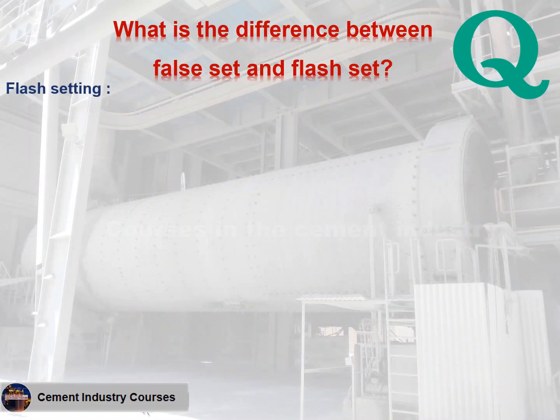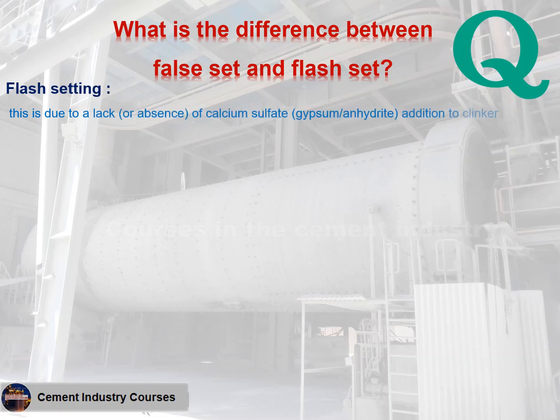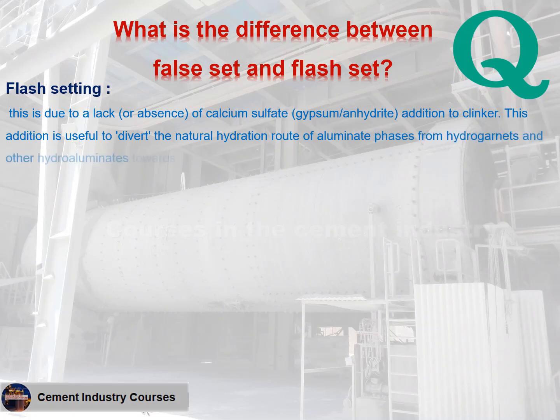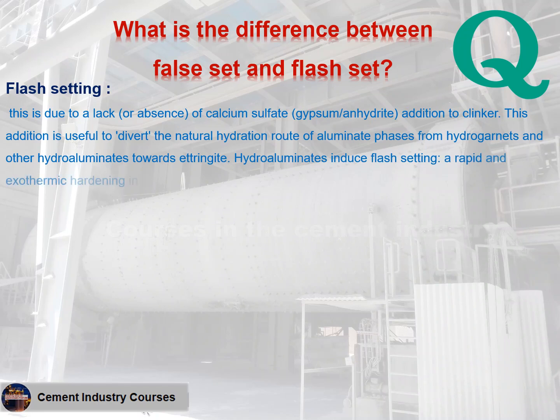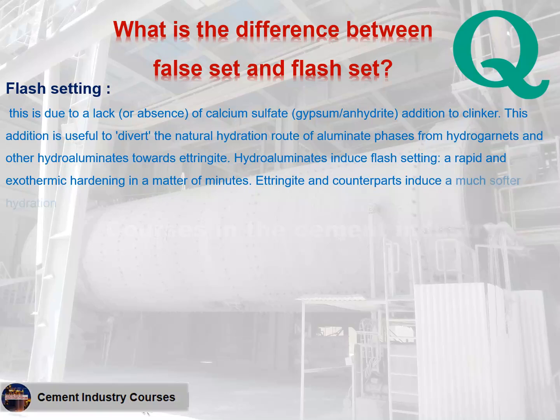Flash setting. This is due to a lack, or absence, of calcium sulfate, gypsum or anhydrite, addition to clinker. This addition is useful to divert the natural hydration route of aluminate phases, from hydrogarnets and other hydroaluminates towards ettringite. Hydroaluminates induce flash setting, a rapid and exothermic hardening in a matter of minutes. Ettringite and counterparts induce a much softer hydration route, easier to manage in terms of workability.